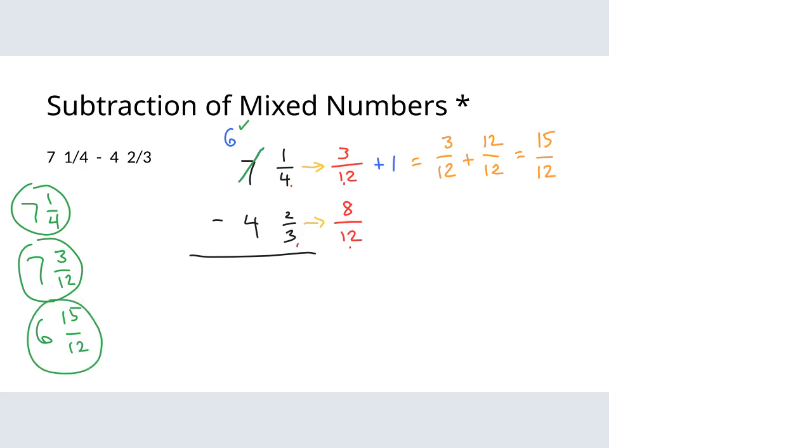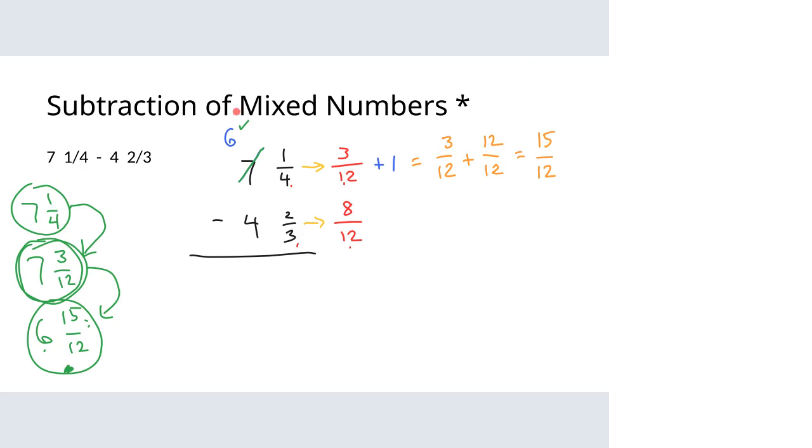In essence, I've rewritten this in a different format that was convenient for me for this problem. 7 and 1/4 is equivalent to 7 and 3/12, which has the same value as 6 and 15/12, because this down here would really be 6 plus 12/12 plus 3/12, which is the same as 7 and 3/12. Awesome. Very good. Outstanding. If anybody else has questions, please don't hesitate to ask them.